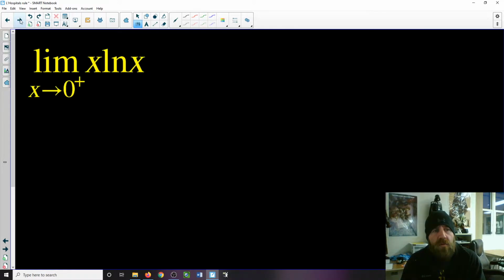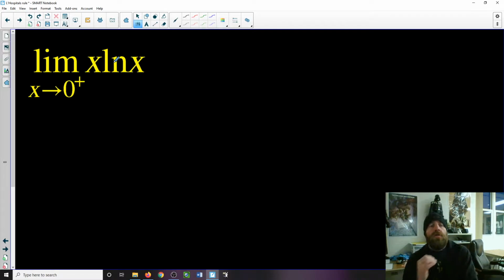So let's take the limit as x approaches 0 from the right hand side of x ln x. If I plug in 0 here, we get 0, and then ln of 0, we're approaching negative infinity here. So remember, we have to know what our graphs look like. So 0 times negative infinity, that's an indeterminate form.